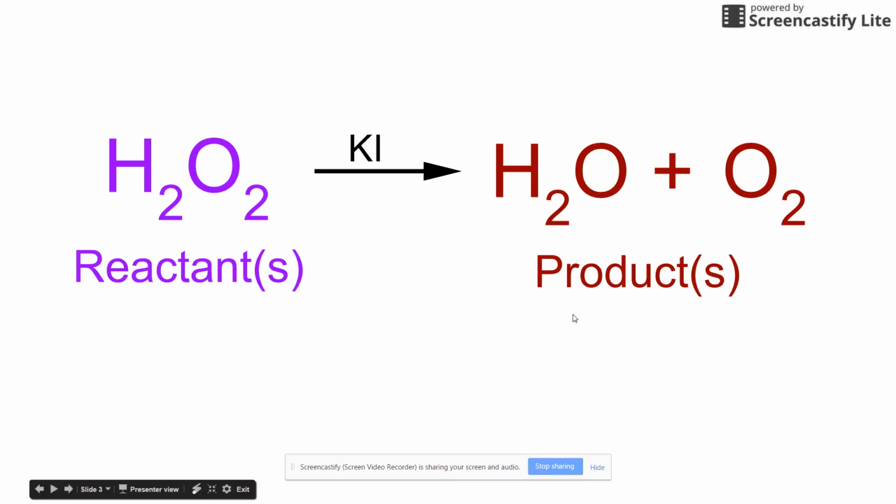And so here is an example. In fact, this is the one for elephant toothpaste. Right here, the purple, you have hydrogen peroxide as the reactant. And this breaks down into water and oxygen. Those are the products that are in red or maroon or whatever color that is.